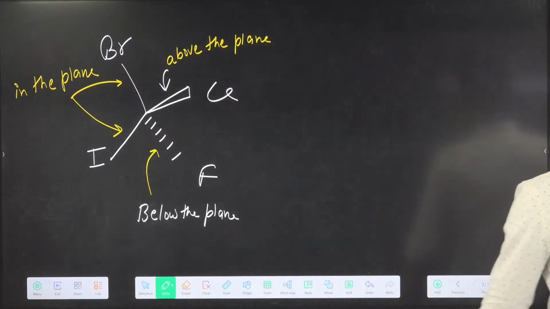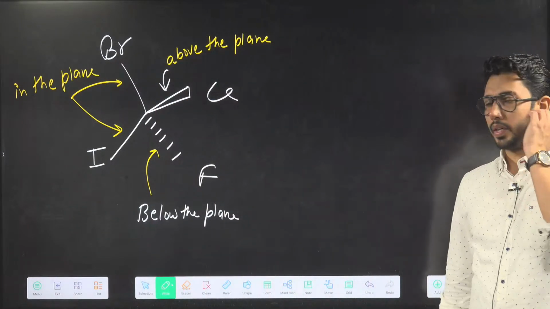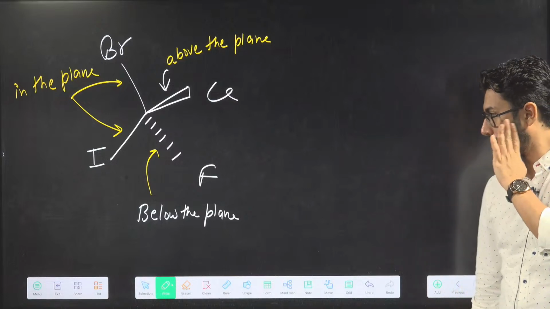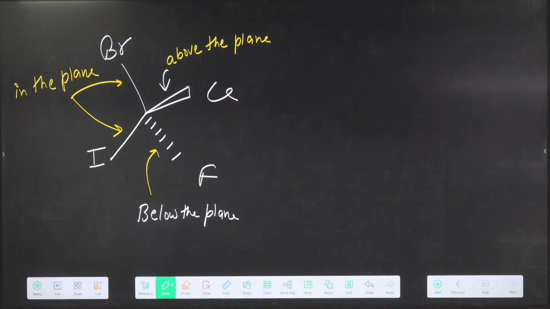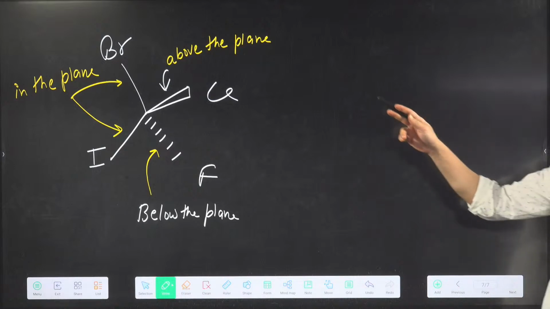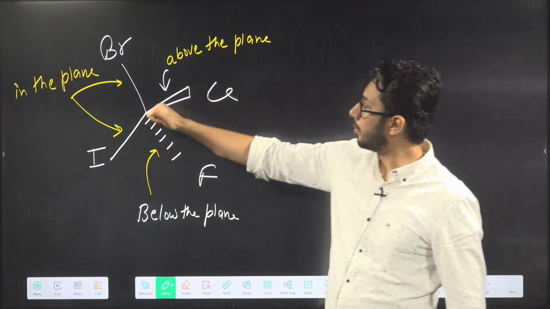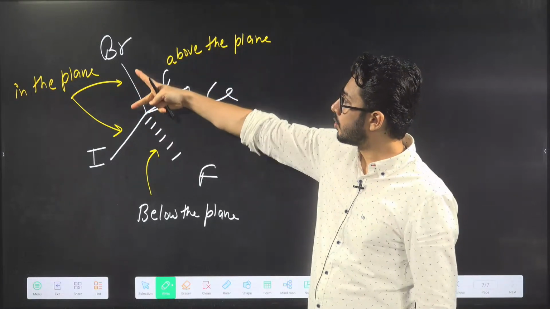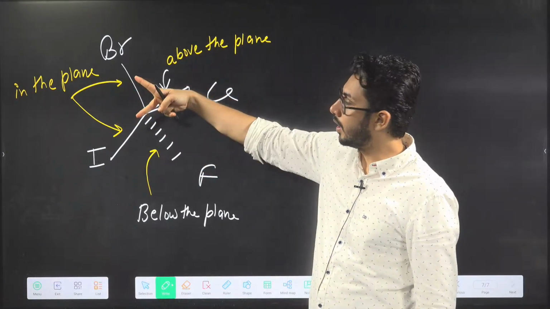Okay? So when you read NCERT, you will understand the paragraph which is given. Yes, fluorine on dash means it is below the plane, Cl is above the plane, outside of the board coming out, and these two, bromine and iodine, are in the plane.